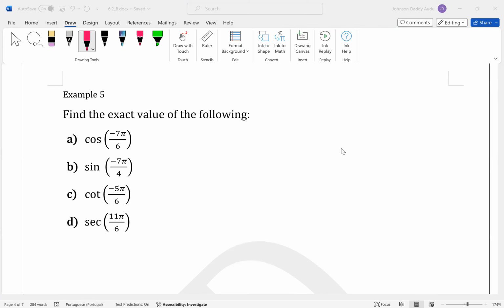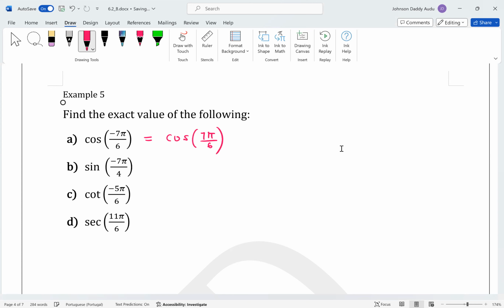All right, now to solve this type of question, here we want to find the exact value of cosine. We know cosine is what? Cosine is even, so we don't care about this negative. This is just still going to be cosine of 7 pi over 6, right?